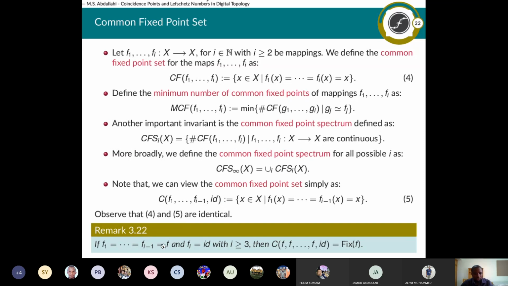One thing we remark is that if we have all these functions to be f, and Fi to be the identity, then the coincidence of these functions and the identity will just reduce to the notion of the fixed point set.